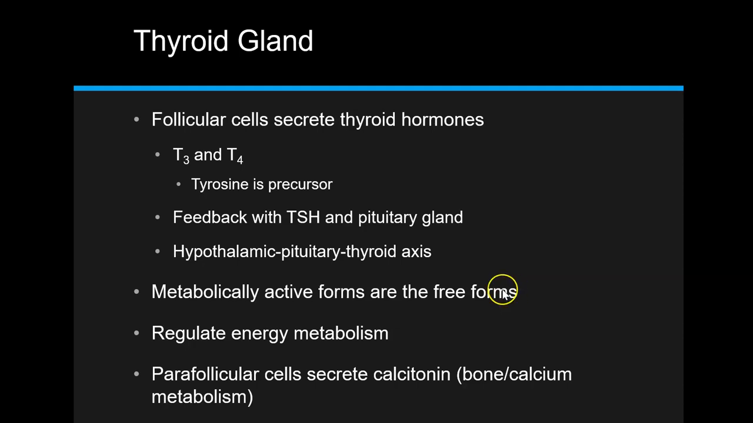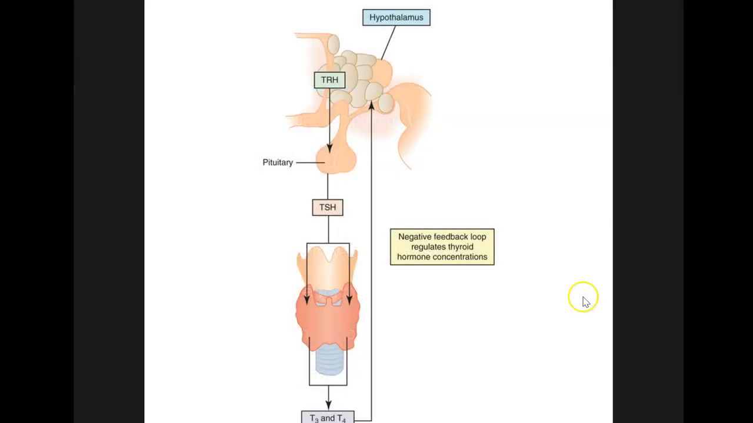And your parafollicular cells can secrete calcitonin, and calcitonin is going to influence bone and calcium metabolism. So these are the cells that are around the follicular cells, and so this has nothing to do with thyroid hormone and everything to do with bone and calcium metabolism.